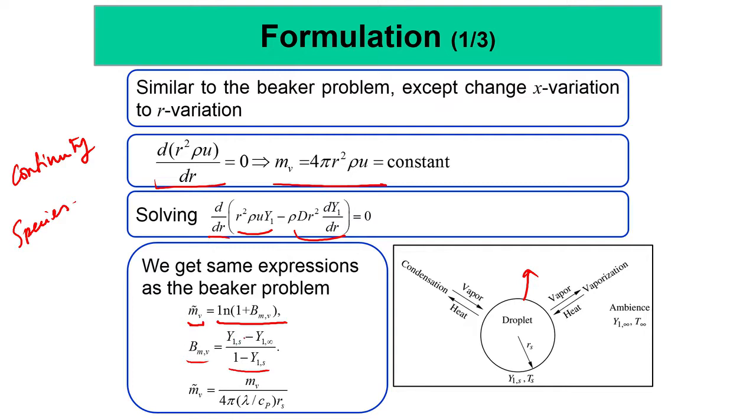That is, it's once again the potential for driving the evaporation in the droplet, and that is essentially the difference between the mass fraction at the surface and the mass fraction at infinity, normalized by 1 minus Y, the mass fraction at the surface. And of course, the normalization of the mass flow rate that we have done is m_v tilde is equal to m_v, which is the actual mass flow rate, divided by 4 pi lambda by Cp times Rs. Now, please pay attention to this particular normalization, because this will turn out handy when we do the d square law of droplet evaporation. Okay.